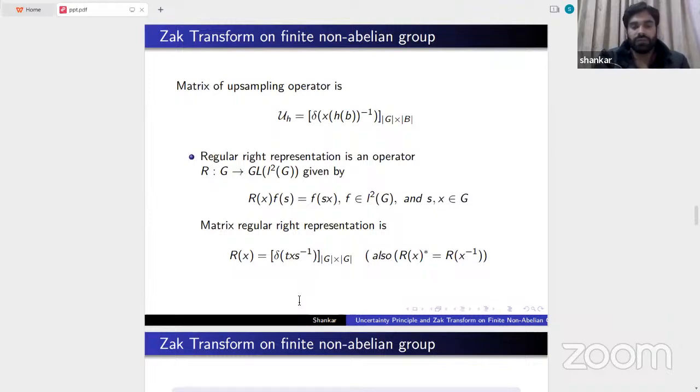Then we have two definitions, the regular right representation and the regular left representation. So the regular right representation is an operator from group G to GL(L2(G)), which is given by R_x f(s) equal to f(sx), where s and x are elements of the group and f comes from L2(G). Also, we can represent this right representation in matrix form, and it is a square matrix with the order of the group.